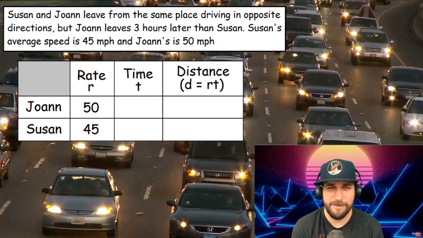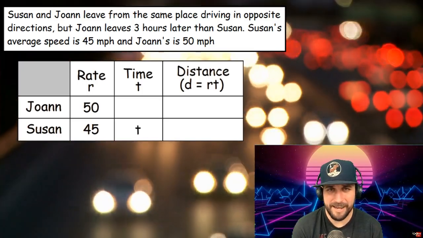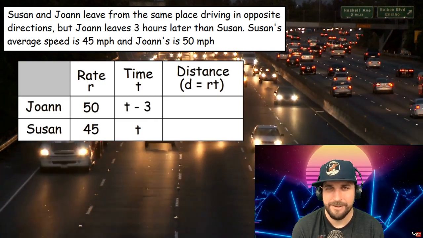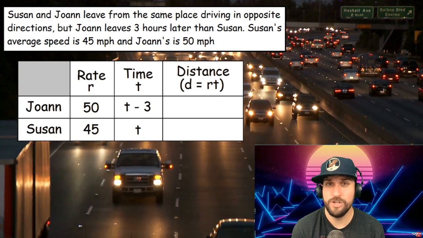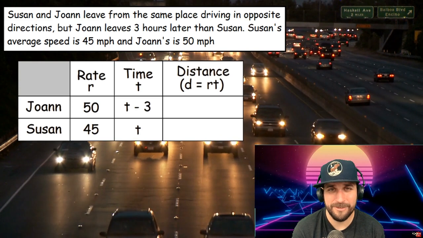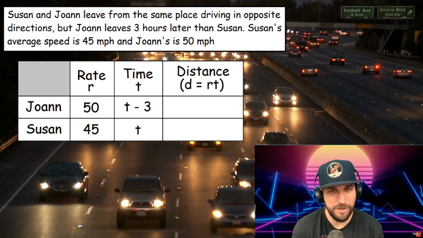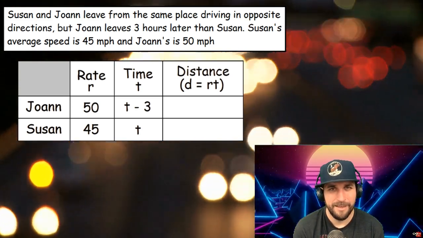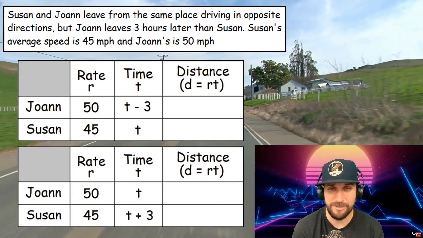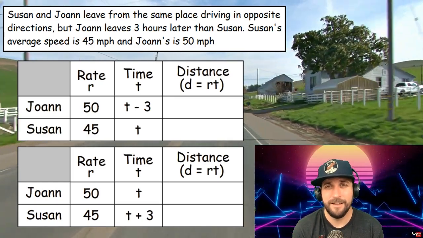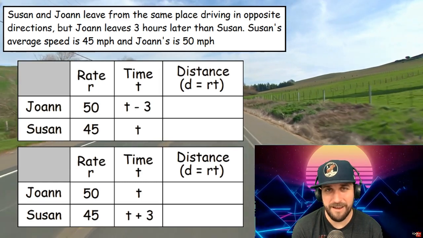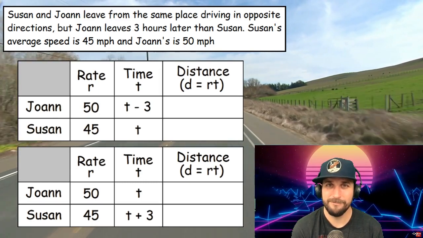So we got a couple ways to think about it. If Susan left at x, then that means Joanne would have left at x minus 3. She left 3 hours later, so she's done 3 hours less traveling. Like if Susan was driving for 5 hours, then Joanne would have only been driving for 2, because she left 3 hours later. We could have also thought about it as Joanne as x and Susan as x plus 3. Because if Joanne has been driving for 1 hour, then Susan would have been driving for 1 plus 3, 4 hours, 3 hours later.